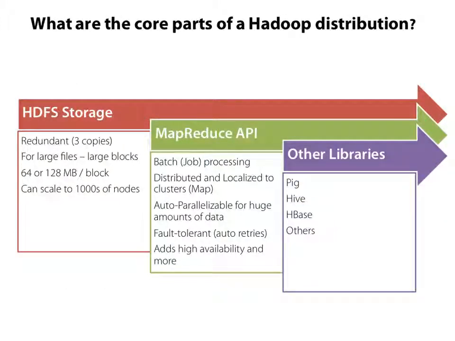So drilling in even deeper on the core parts of the Hadoop distribution, you have HDFS storage, which by default, but can be tuned, has 3 copies of each particular piece of data. And the concept is that Hadoop or HDFS will operate on larger sized blocks of data than the traditional operating system file system, which is like 8K. So the blocks will be 64 or 128 megs each. This is set in the configuration file. And HDFS is designed to be run on commodity hardware and can scale to thousands of nodes.